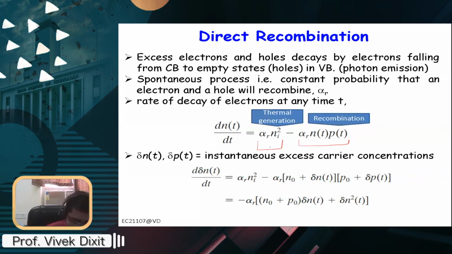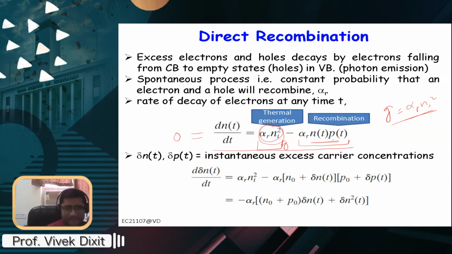Now the generation will be alpha r times ni square. How is that? Because at equilibrium, let's say dn by dt is 0. So your thermal generation, let's say this is G, you can write as alpha r times np, and np is ni square. So the generation is alpha r times ni square. For a general expression, you can write dn by dt is generation minus recombination. Generation is constant at a given temperature, alpha r times ni square, and recombination is alpha r times the existing carrier concentration.